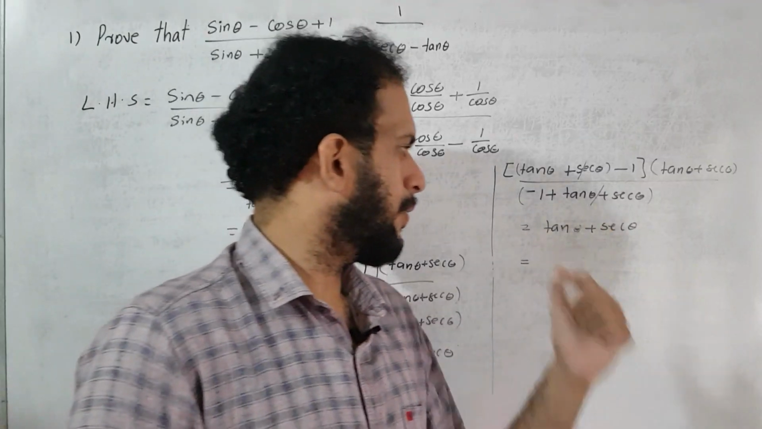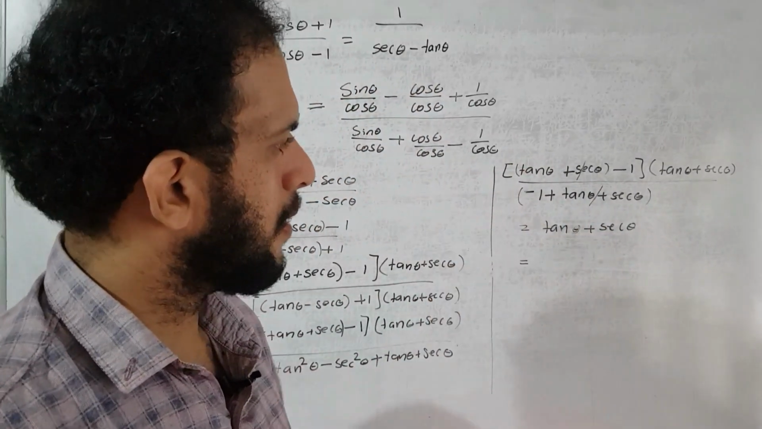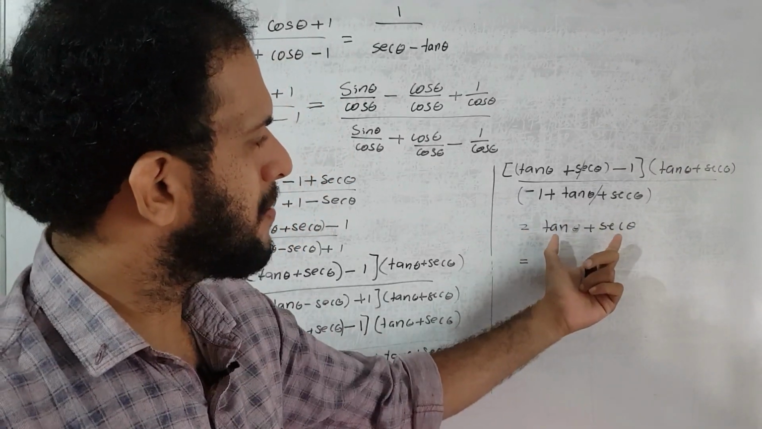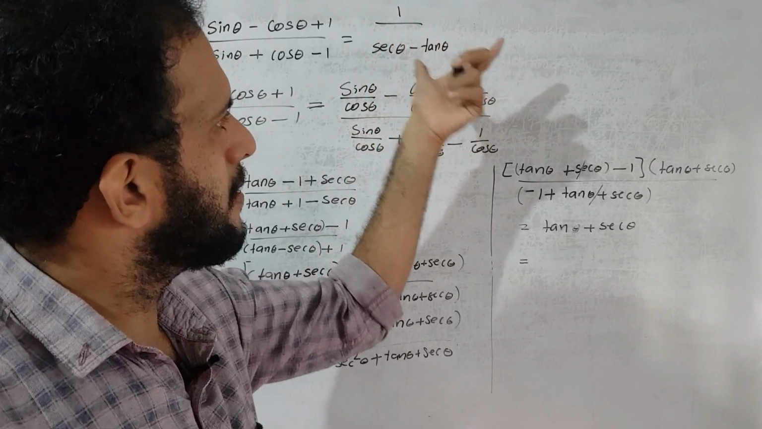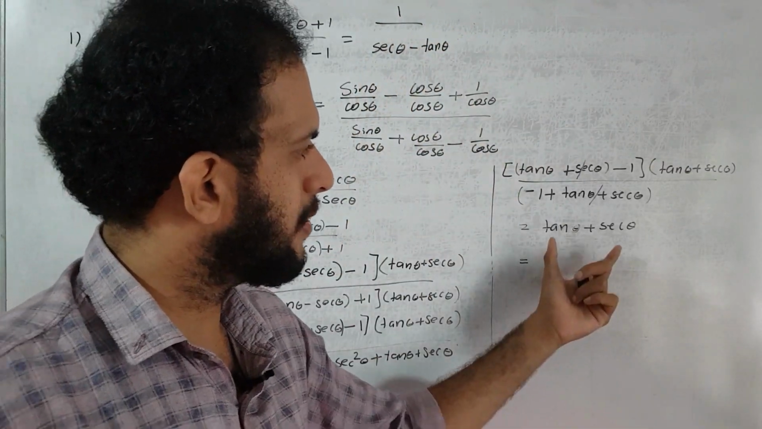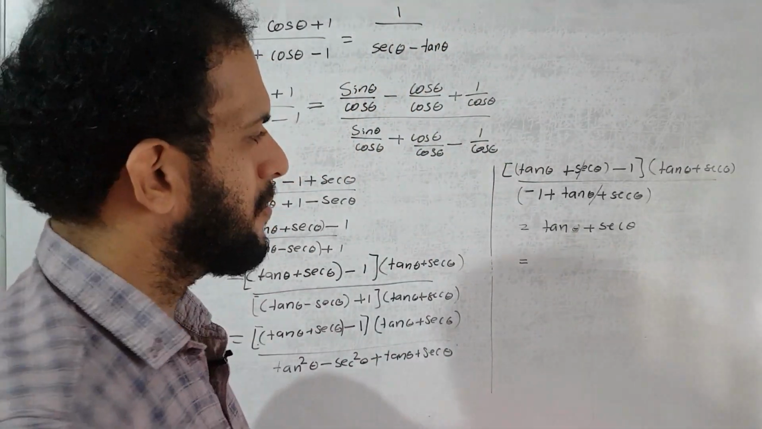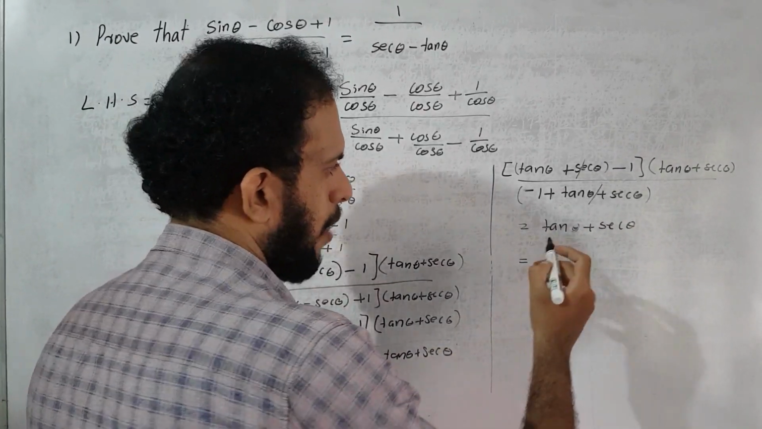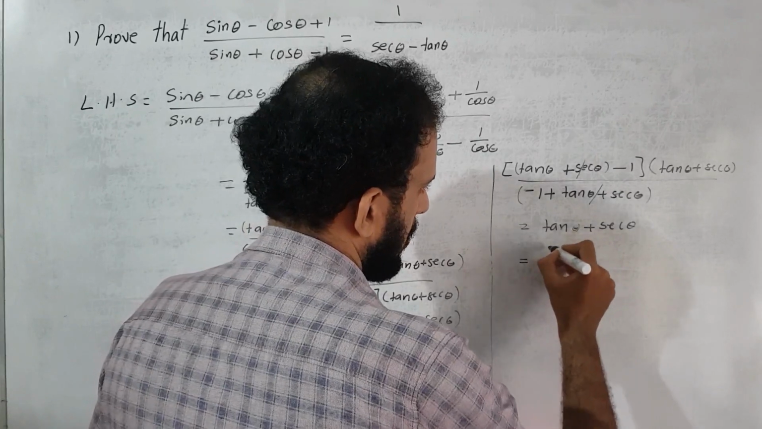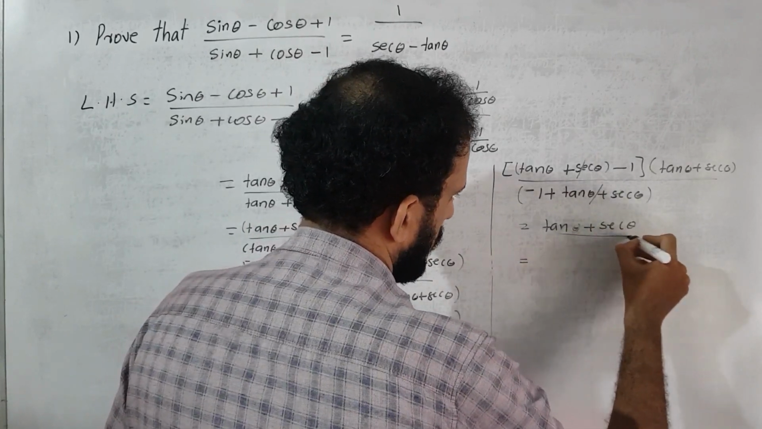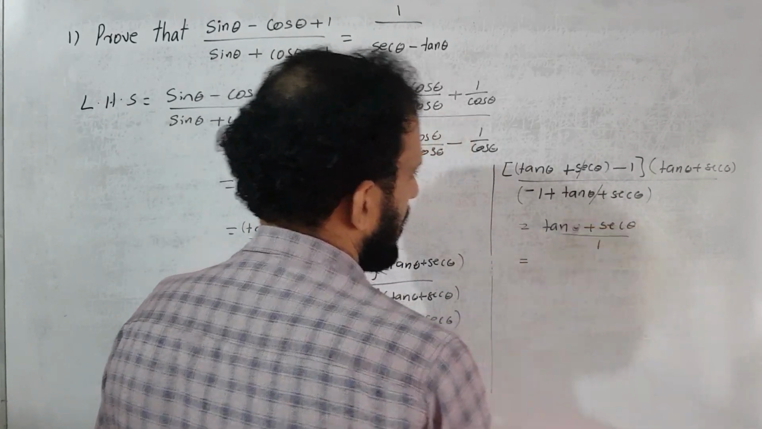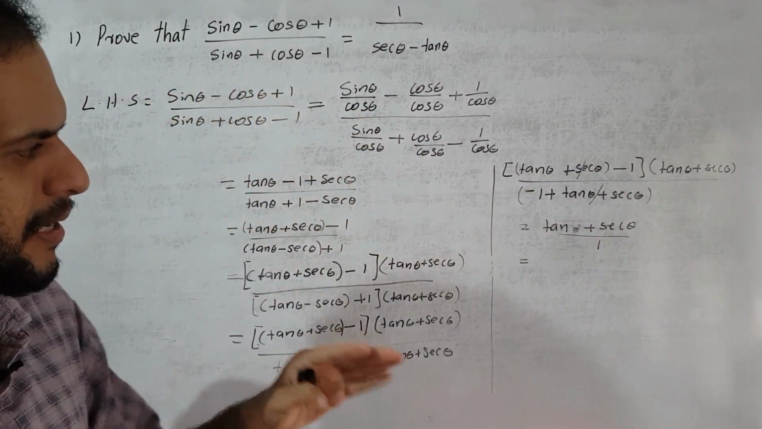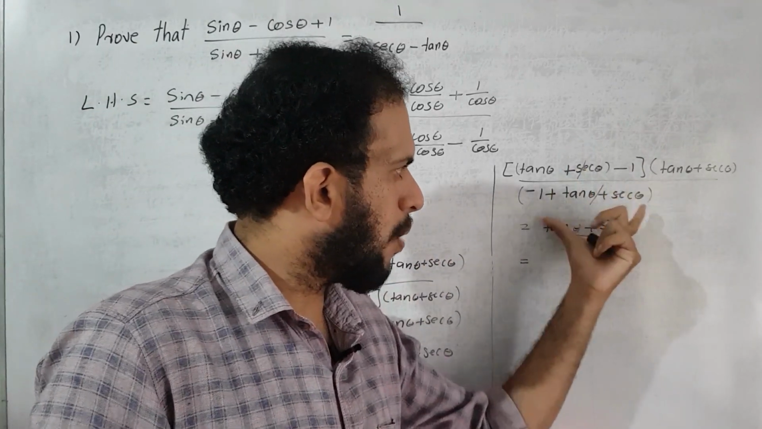Okay, so we are continuing the same, we are not stopping here. The next step: what is tan theta plus sec theta? We want to get 1 by sec theta minus tan theta, but we got tan theta plus sec theta. So we just write tan theta plus sec theta in the form of a fraction. How do we make a fraction form? By 1. Then tan theta plus sec theta by 1.